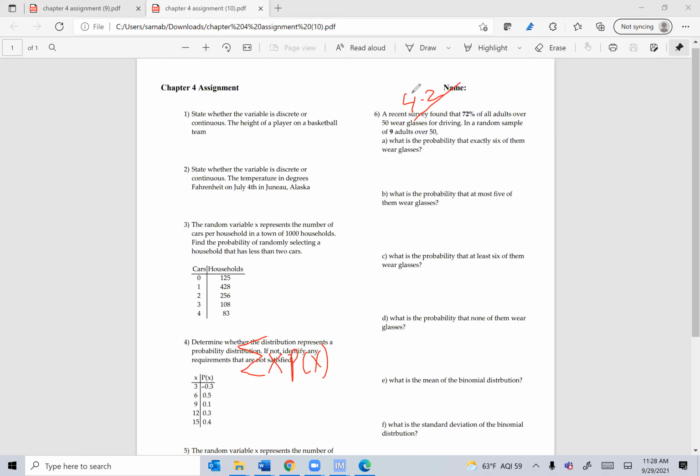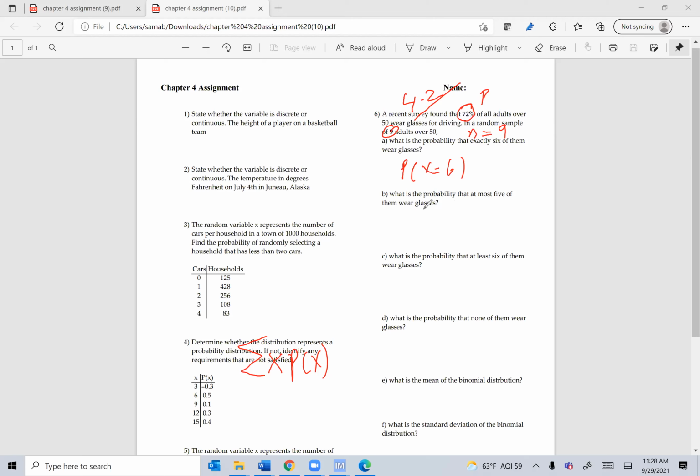A recent survey found that 72%, so that's the probability of success, p. I'm going to give you this hint here. Of all adults over 50 wear glasses for driving. In a random sample of 9, that's n. What's the probability that exactly 6 of them wear glasses? If you go to the last page that I did, that was part A. So just follow whatever we did in part A on the last page of the guided notebook. We need the probability of X equals 6. That's PDF.